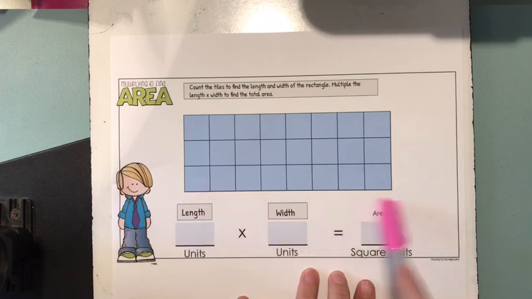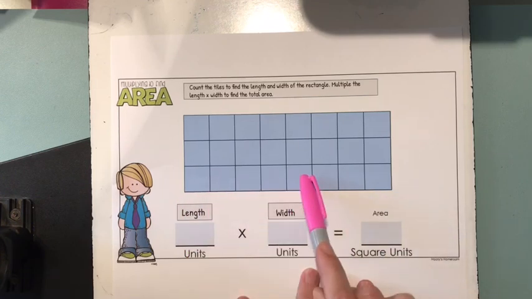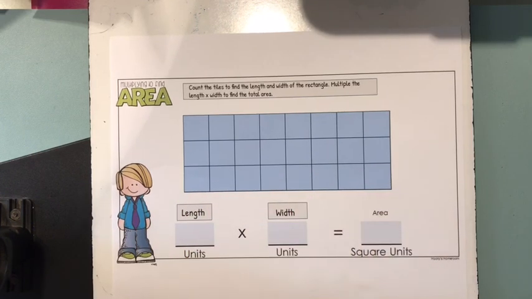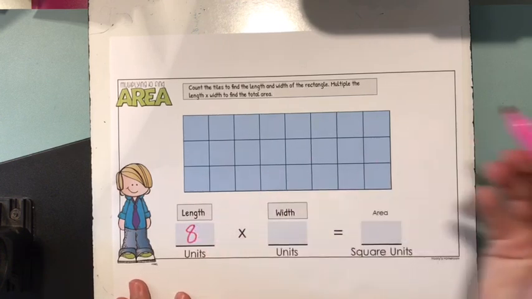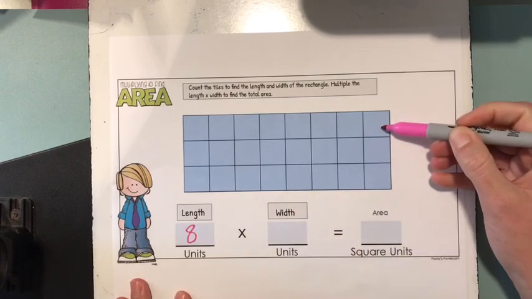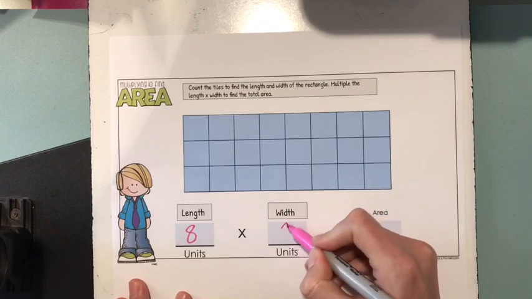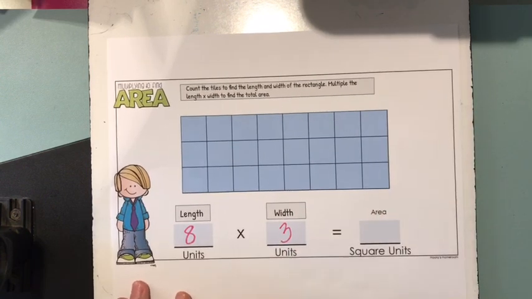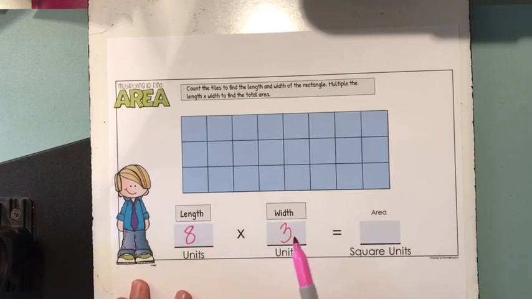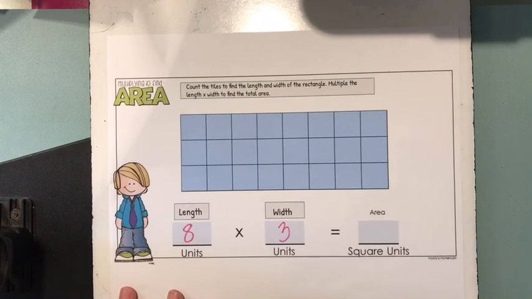So on this length, it's 1, 2, 3, 4, 5, 6, 7, 8. So I know I have a length of 8. And then my width is 1, 2, 3, which is the shorter side of the rectangle. So I have a width of 3. Then I'm going to count by 3s or count by 8s and figure out what 8 times 3 is. And that will give us our area. Good luck on your assignment.